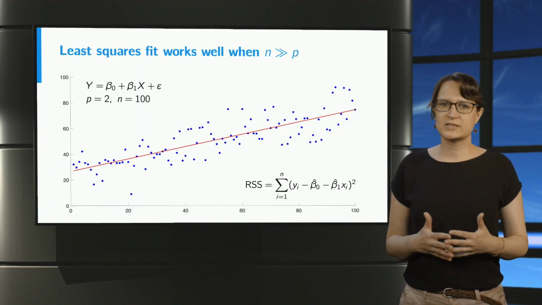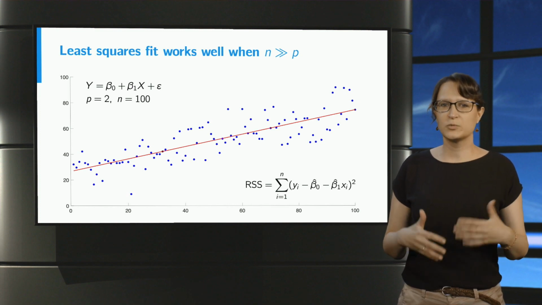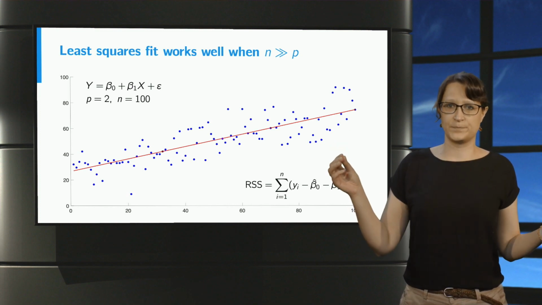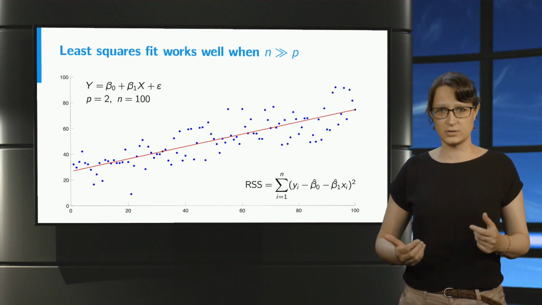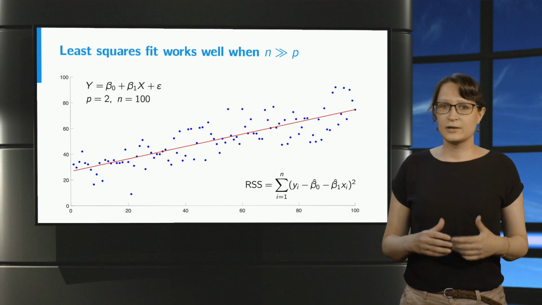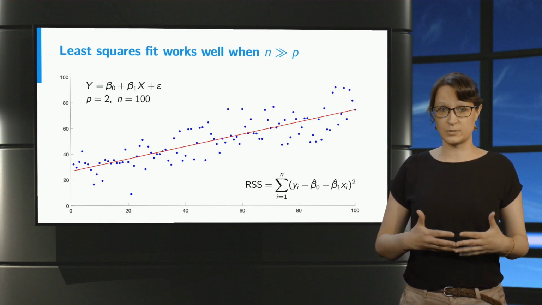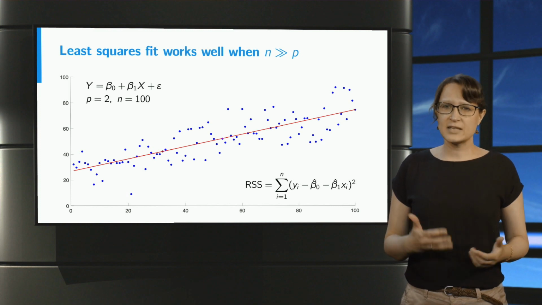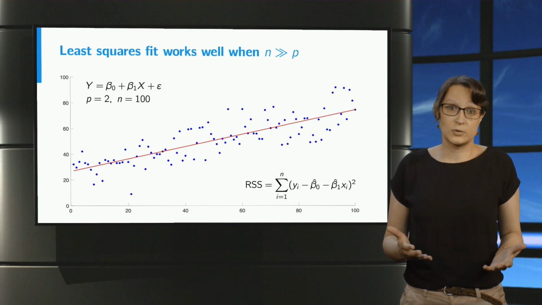We will start with the example where we have lots of data. So we have 100 noisy measurements and we want to fit a line into the data. This means that we have two parameters to estimate, beta 0 and beta 1. And remember that we get the least squares fit by minimizing the residual sum of squares. Now, since we have a lot of data and only two parameters to estimate, this works well.